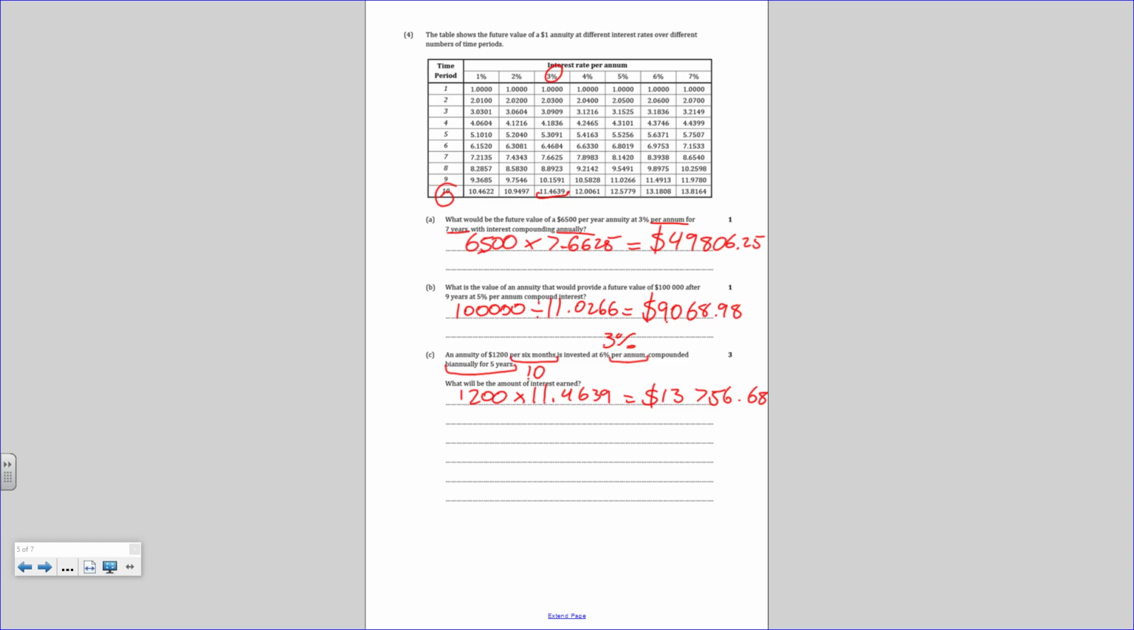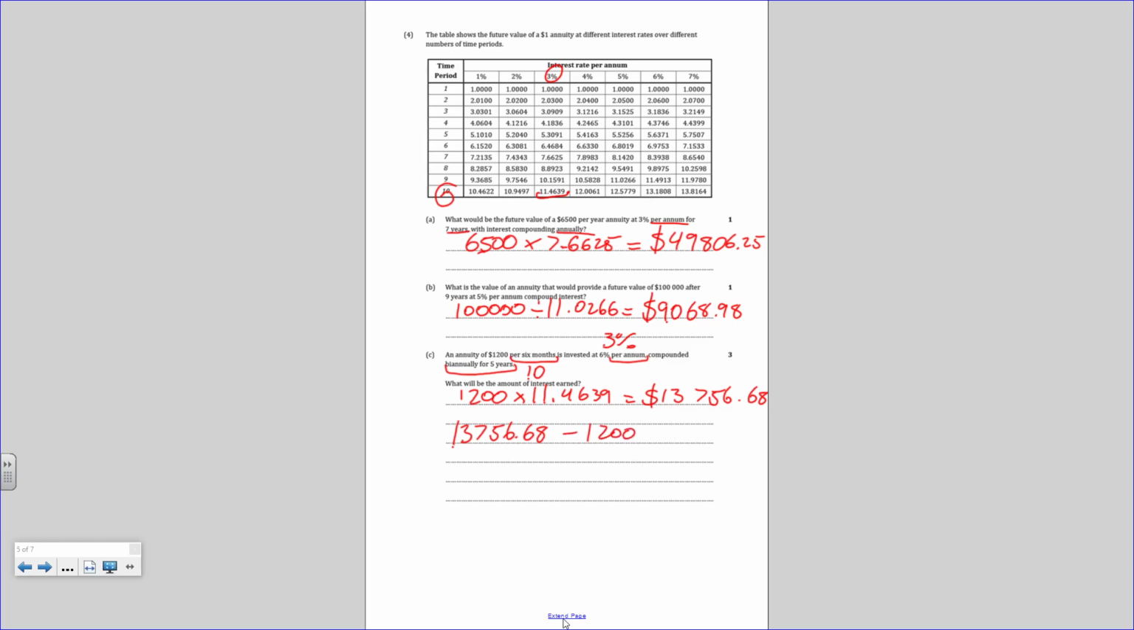So we have that, and that's the future value, so that's 1 mark for it. But the question isn't asking us to find the future value, it's asking us to find the amount of interest that was earned. So what we need to do is see how much we improved by. A common mistake some people did is they just got that value, 13,756.68, and subtracted just 1,200, okay?